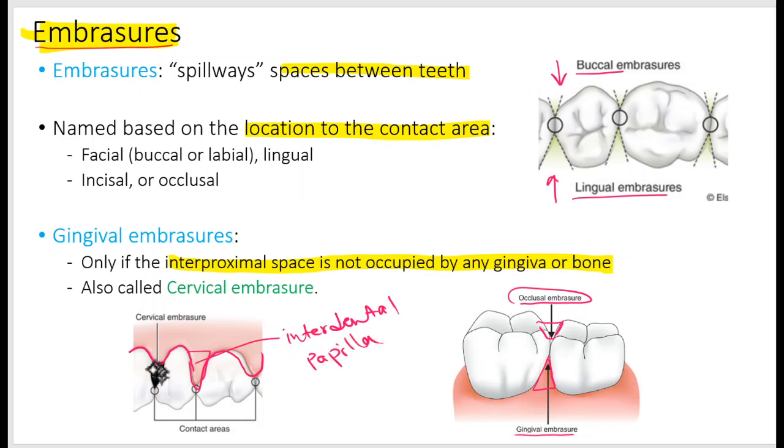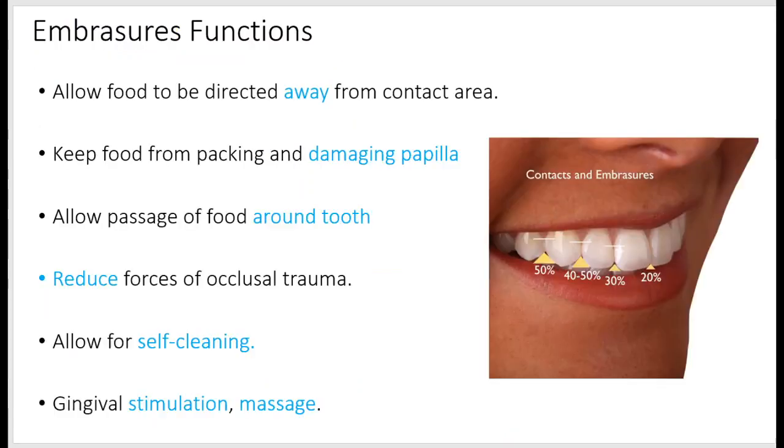Right? And then here in this space, we don't have any interdental papilla, so that's why we would call it gingival embrasure, or also it can be called cervical embrasure. Or cervical embrasure. Same thing. So these are the embrasures, and they're actually helpful. These are, by the way, the incisal embrasures.